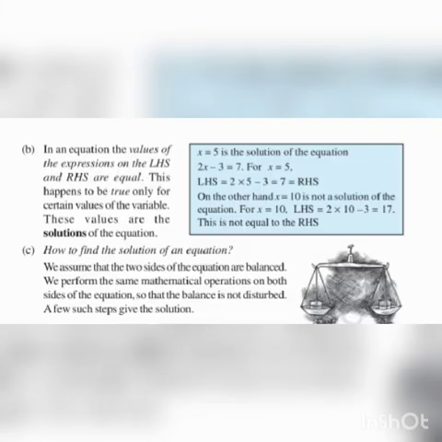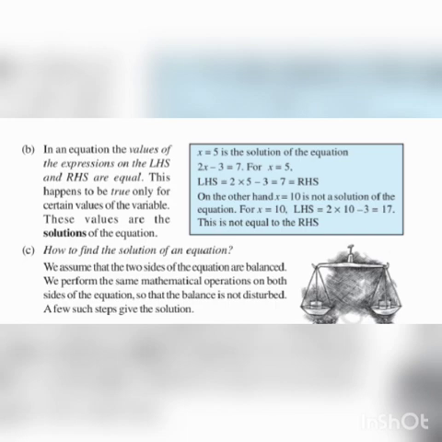In part B, what is given is, see, in an equation, the value of the expressions on the LHS and RHS are equal. Which means we will say that LHS is equal to RHS, right? When there are certain verification problems, we will be using LHS is equal to RHS. Why? Because our LHS value and RHS value will be equal. Then we will say LHS and RHS are equal. Okay, this is satisfied only if that equation has a solution.